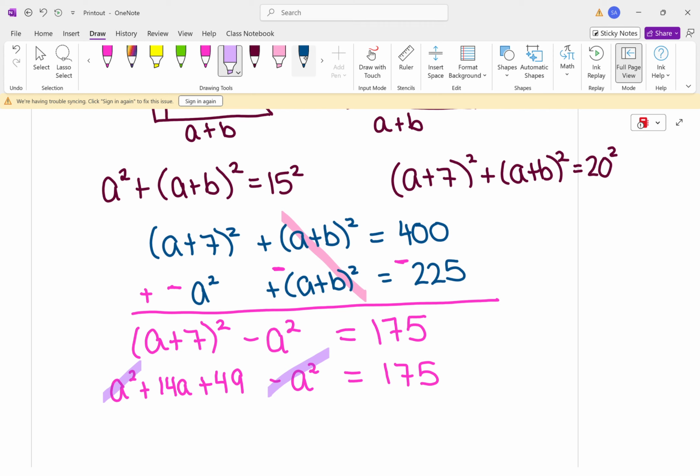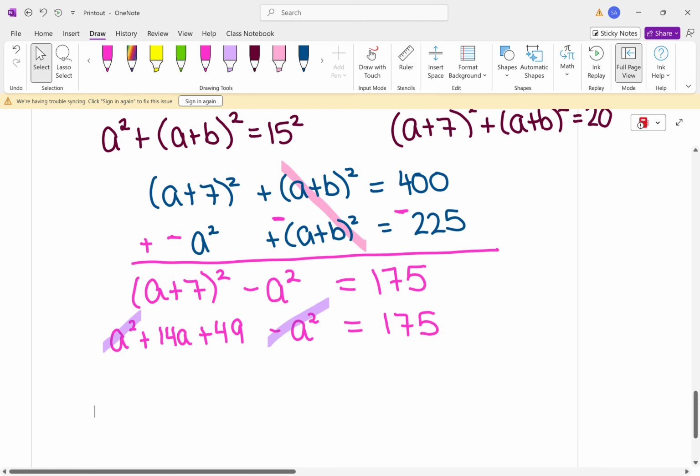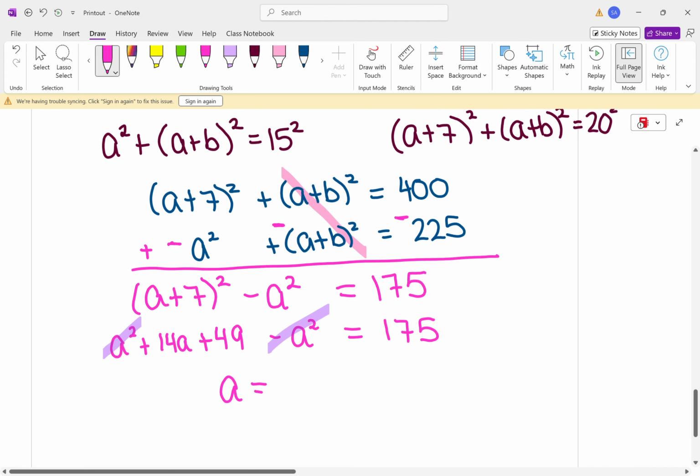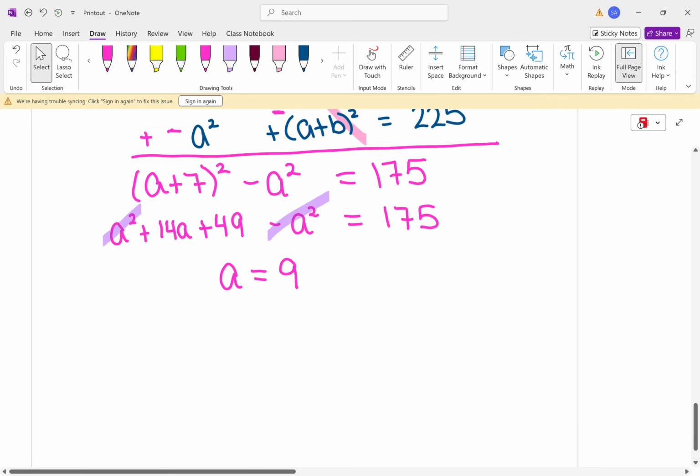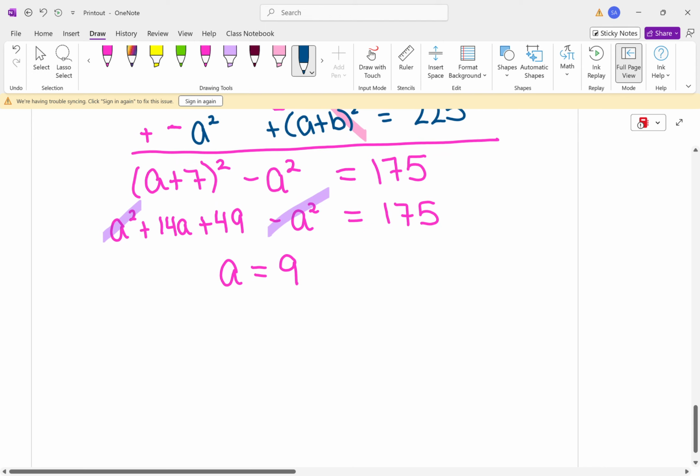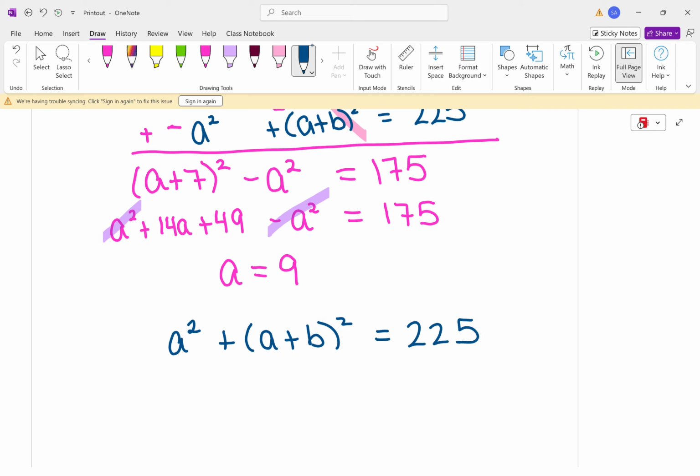This is so nice. Why is this so nice? Because the A squareds cancel. So much better than the other problems we did. If we solve this, we end up getting A is equal to 9. Now what do I have to do? Plug back in. So I'm actually going to choose the first triangle.